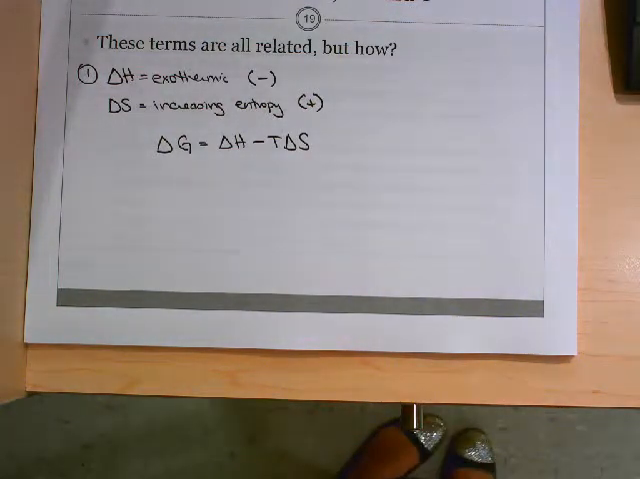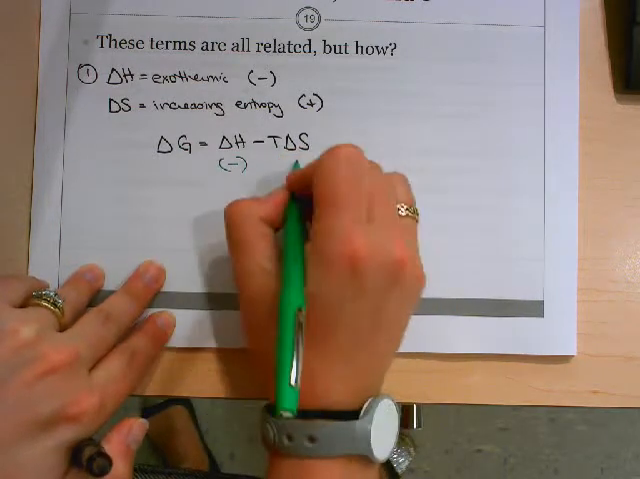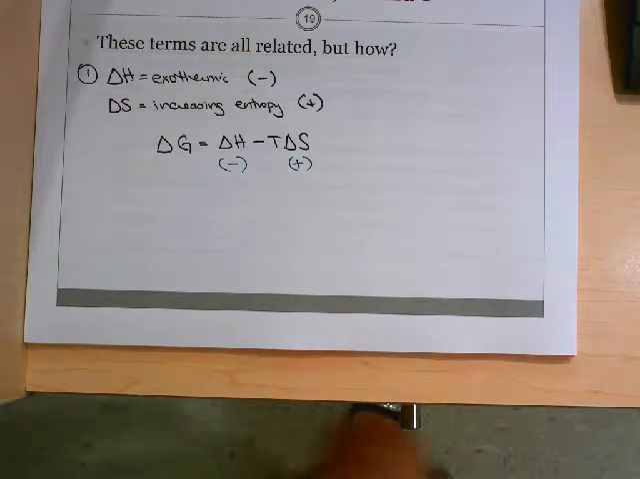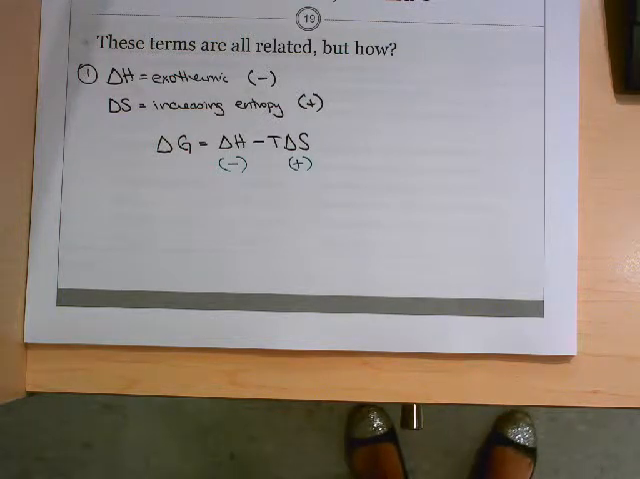Alright, so looking at my Gibbs free energy equation, if this is negative and that is positive, what is going to be the sign of delta G in this scenario? It does not depend on the temperature. It's going to be negative at all temperatures.